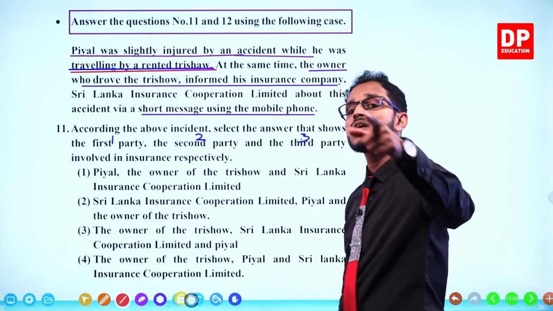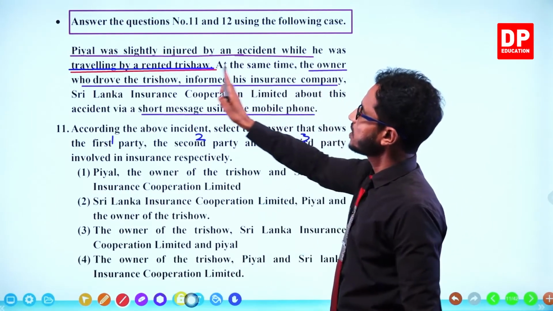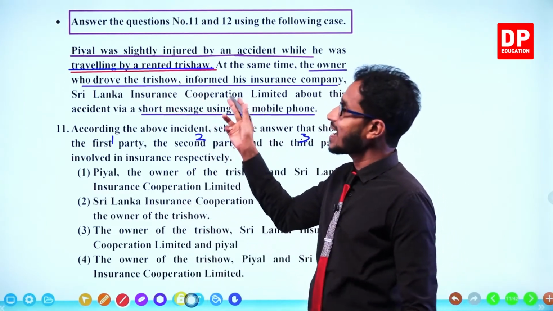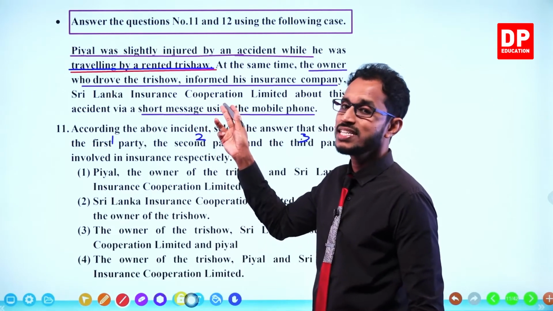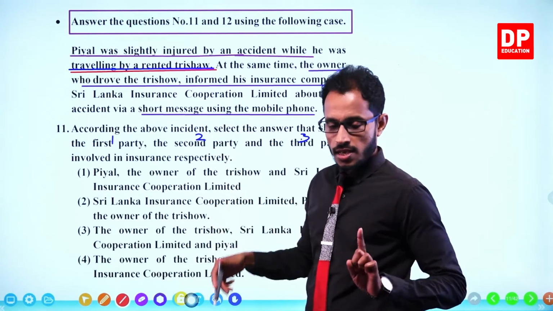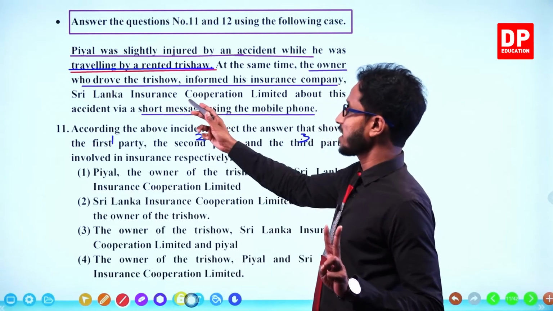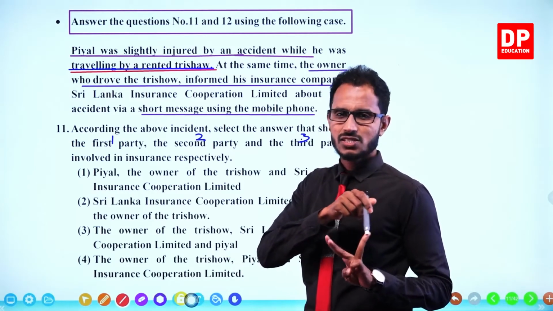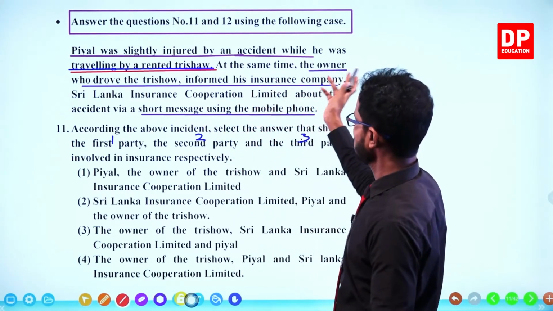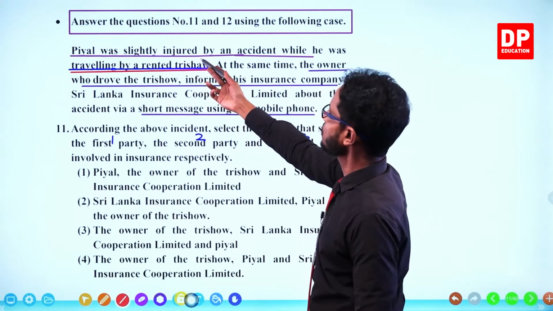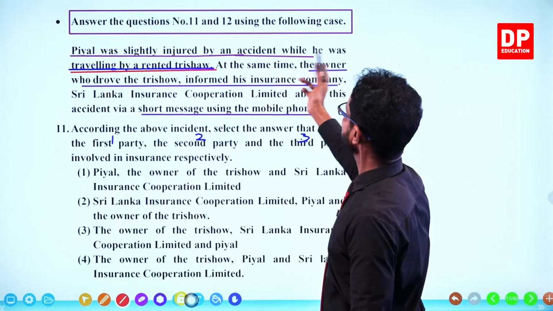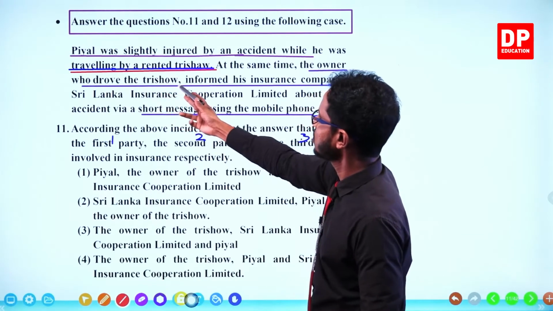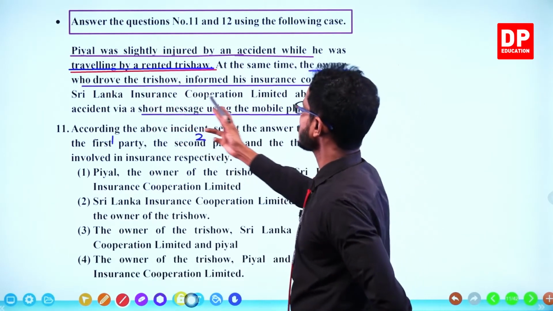The trishaw is the insured property. The trishaw owner who drove the trishaw, that guy is the owner of the property. So he's the insured person. The insurer is the insurance corporation, Sri Lanka Insurance, the company. Third party is Pierre. He's not involved in the insurance. He was slightly injured by an accident while traveling by a rented trishaw. The owner of the trishaw informed his insurance company, Sri Lanka Insurance Corporation.